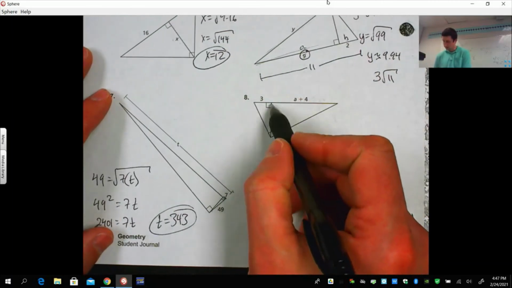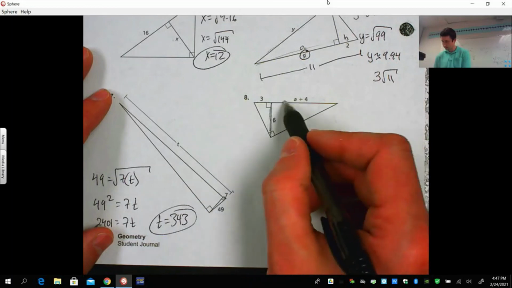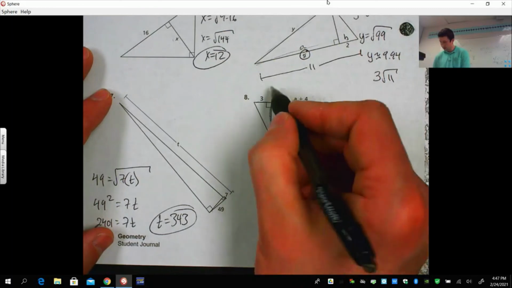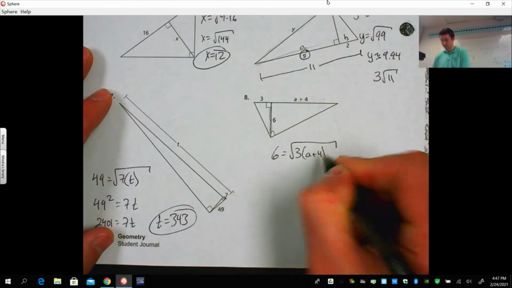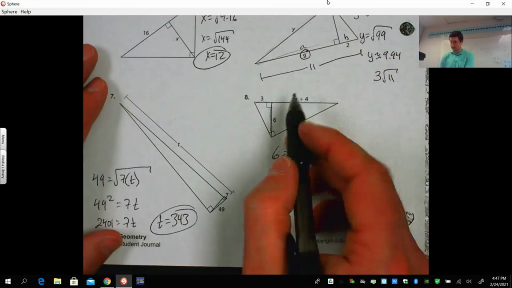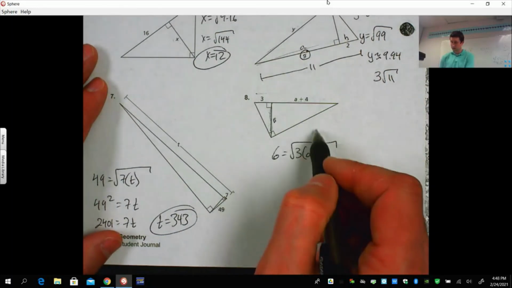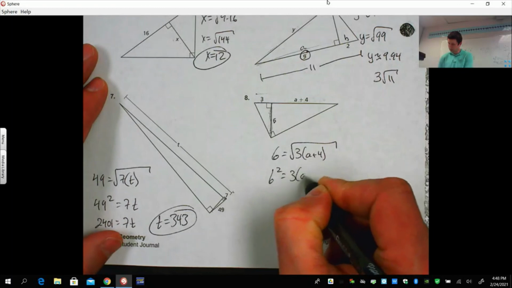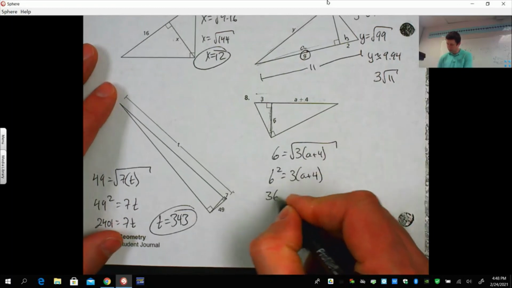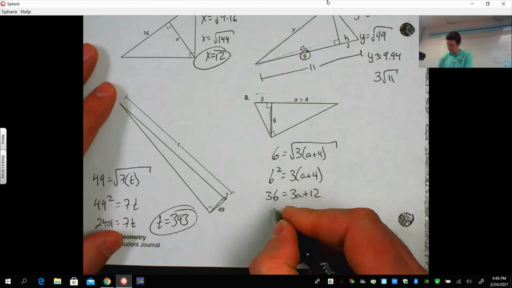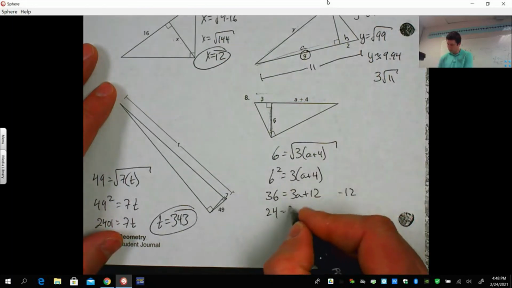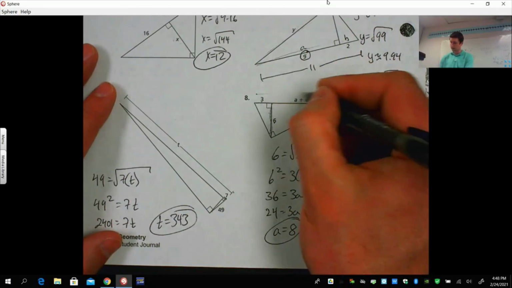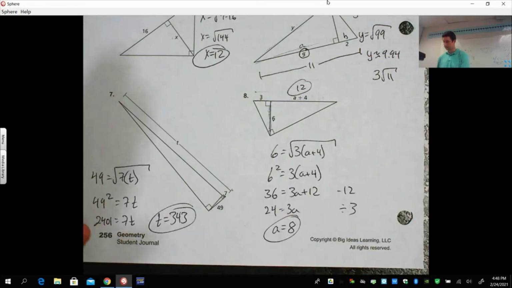Again, we know 6 here. There's 3, and there's a plus 4. So 6 equals the square root of 3 times a plus 4. You don't need the total length there, it's just the geometric mean of the two parts. So square both sides, so 6 squared equals 3 times a plus 4. So 36 equals 3a plus 12, minus 12. 24 equals 3a, and then divide by 3, you get a equals 8. So this side over here would be 12. That side's 12, that side's 3, that side's 6.